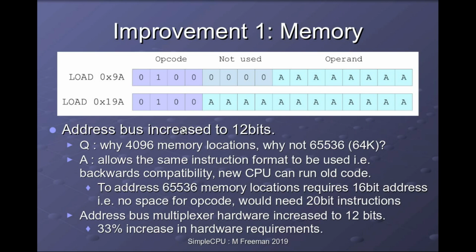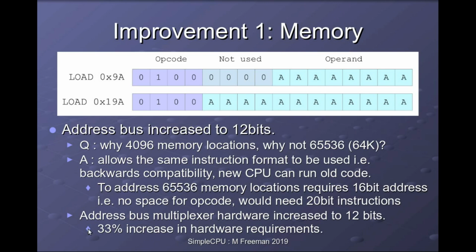I'd have to move to a 20-bit instruction format, 4-bit opcode and a 16-bit address, which would mean that the new processor wasn't backwards compatible. Obviously I can run the old simple CPU version 1A's code on the simple CPU version 1D, because the structure of the instruction is compatible. Finally, always remember even small modifications can lead to a significant increase in hardware complexity.